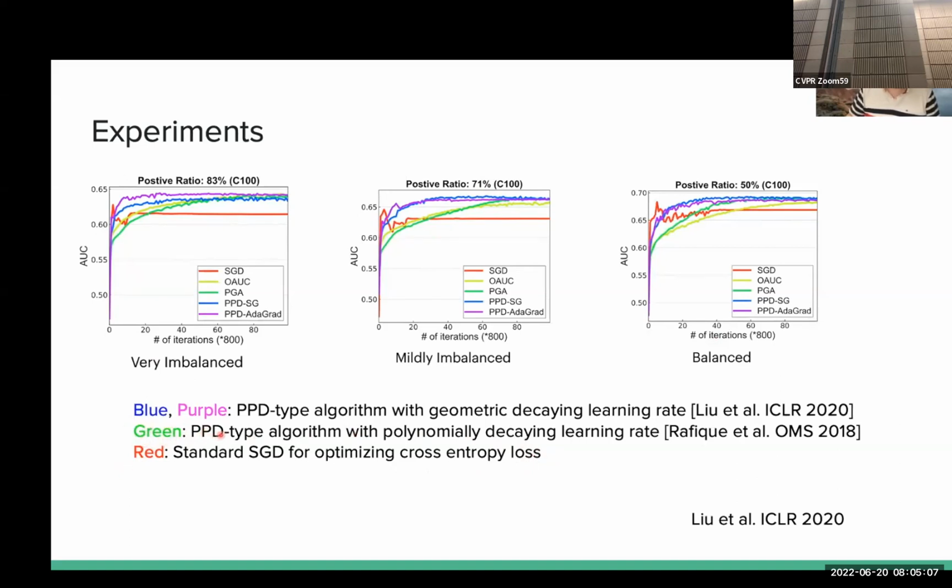And the green algorithm is the PGD-type algorithm, proximal gradient algorithm with polynomial decay in learning rate, which is actually the algorithm used in Rafique et al. And then the blue curve and purple curve are actually 2 variants of the PGD algorithm with geometrically decaying learning rate. This is the algorithm by Liu et al., which is specifically designed for AUC maximization. And we can see that the red curve is always the worst one, unless for the balanced data, where it is okay. Because the red curve is not designed for maximizing AUC, it is designed to optimize the cross-entropy loss. And the blue curve, purple curve and the green curve are actually solving non-convex minimax problems, and the geometrically decaying learning rate is better than a polynomially decaying learning rate.